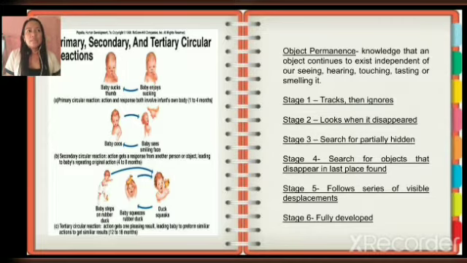For example, as a stage 1, they can already develop object permanence. For example, the infants or the children learn that things continue to exist even if they didn't see the things. For example, the baby and the mother are playing with the teddy bear, and then the mother hides the teddy bear.